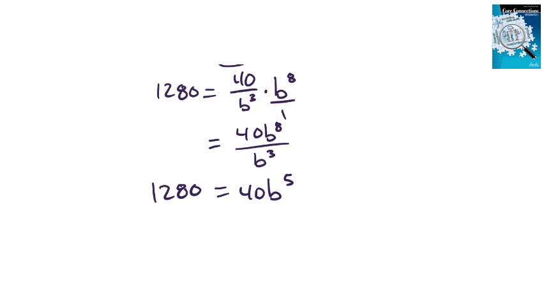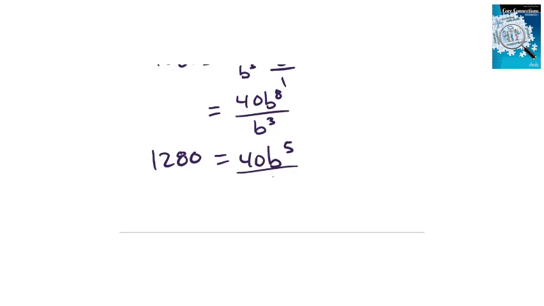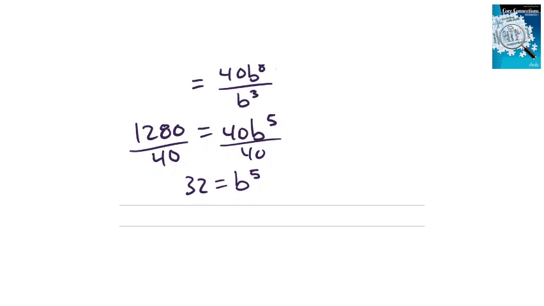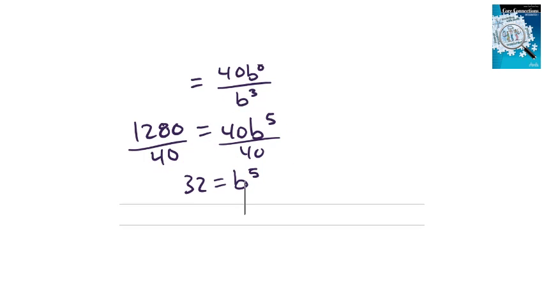Now, what's nice about this is I can quickly divide by 40, and when I do that, I get b to the 5th power alone. So b to the 5th power, if I divide both sides by 40, is the number 32. 32 is b to the fifth. I happen to know that's the number 2. If you don't, that's okay. Remember, you can use your calculator to evaluate this.